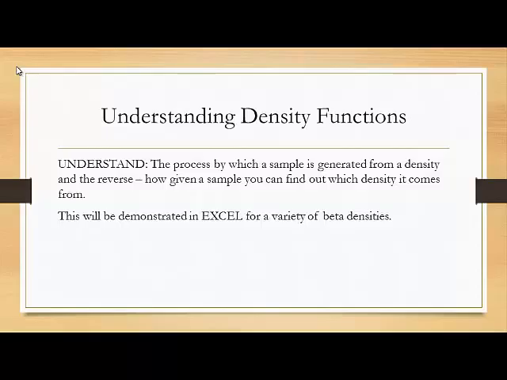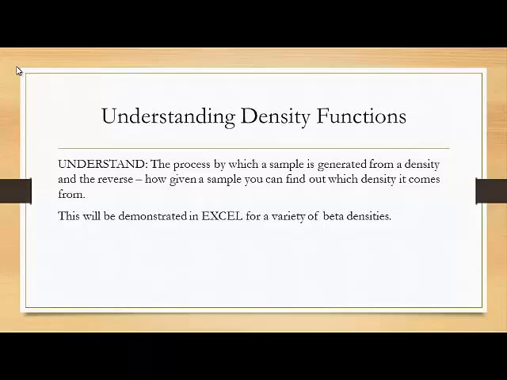All of probability theory is about this question. All of statistics is about the reverse question. You have a population you don't know, you draw a sample. Now from the sample, what can you learn about the population? So probability and statistics are opposite halves of the same question: the relation between the density and the random sample from that density.